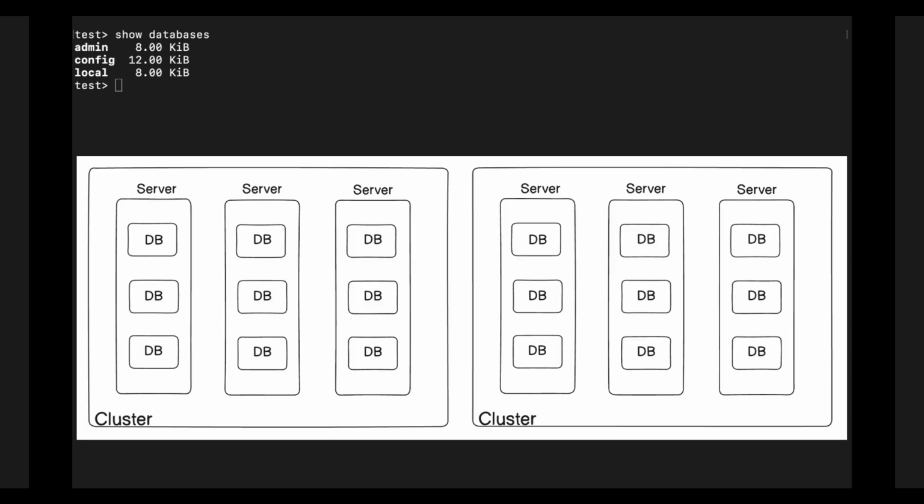You have two separate MongoDB clusters. Each cluster has three different servers and the nodes. Each server runs three different databases. Now, where you create your user and how you assign roles decides what that particular user can access and what actions they are allowed to take.